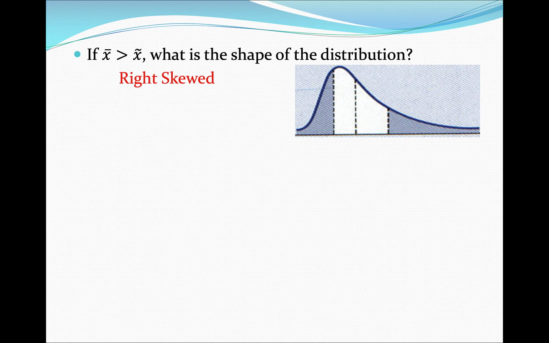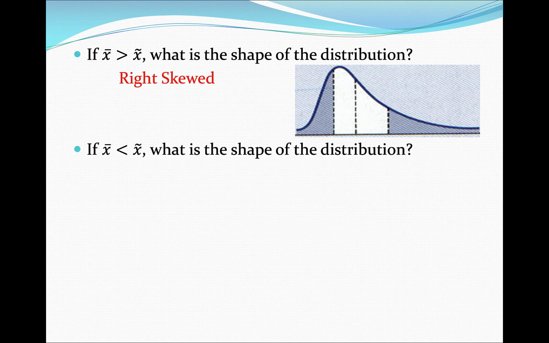That's the way it works, and that's the way I recommend you think about it. Always think about which direction the mean is going to be pulled. The mean is always going to be pulled in the direction of the extremes or the longer tail. That's the way you compare these. So in a right skewed distribution, the mean is bigger than the median. If we reverse it and we say if x bar is less than x tilde, what's the shape of the distribution?